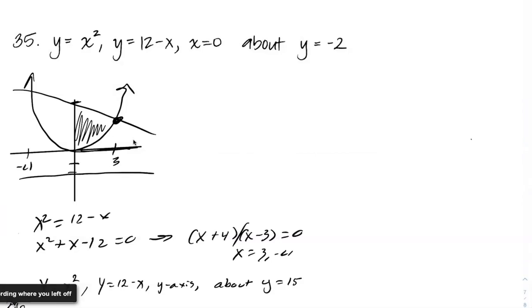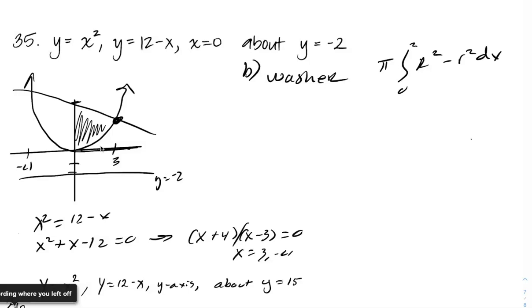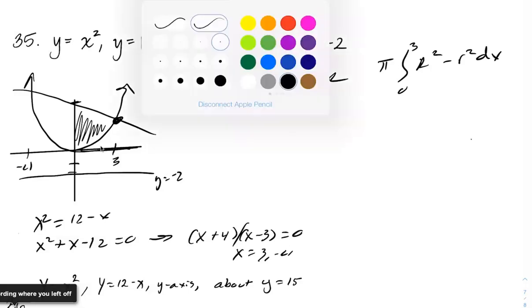So right there. As you can probably tell, it's a washer method. We have these two functions. We're going to spin it around there. So it's a washer. Just make sure your equation is pi big R squared minus little r squared dx, where we're going from 0 to 3. I probably should put the y-axis somewhere also.